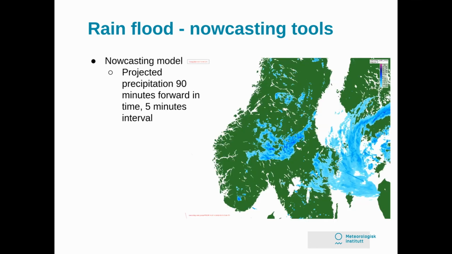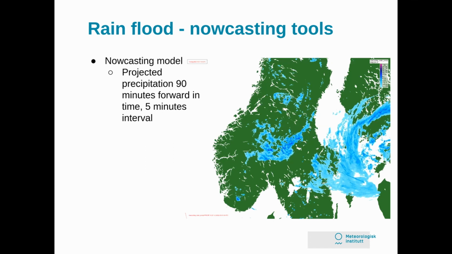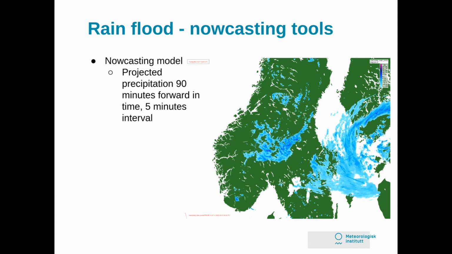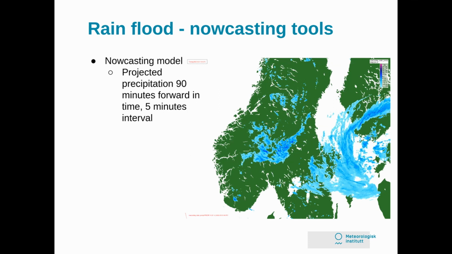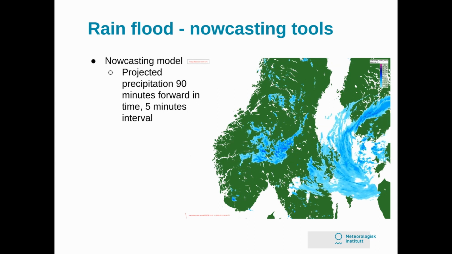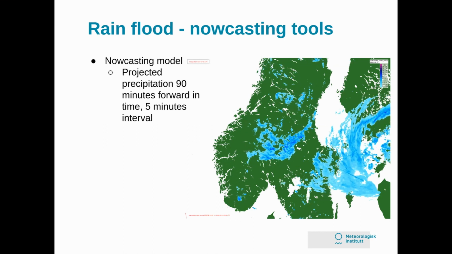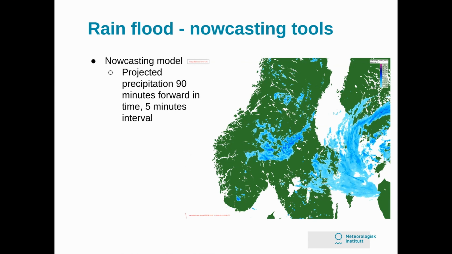Other nowcasting tools. We have a nowcasting model which projects precipitation 90 minutes forward in time with a 5 minutes interval. So this only uses the radar precipitation. You can see that it doesn't generate any new showers. It only projects forward the precipitation directly from the radar.